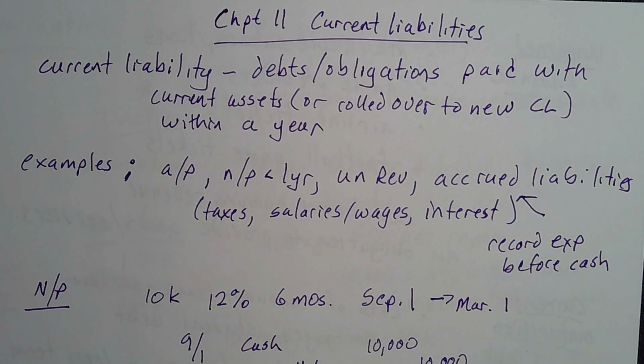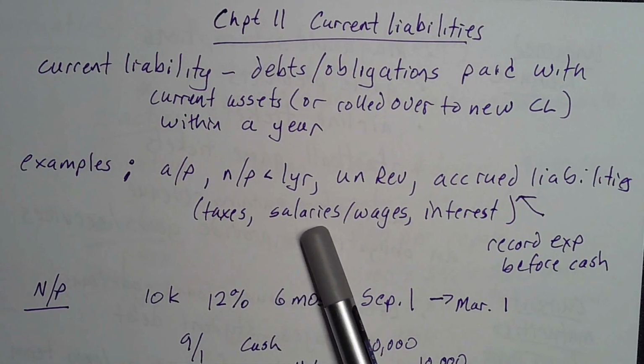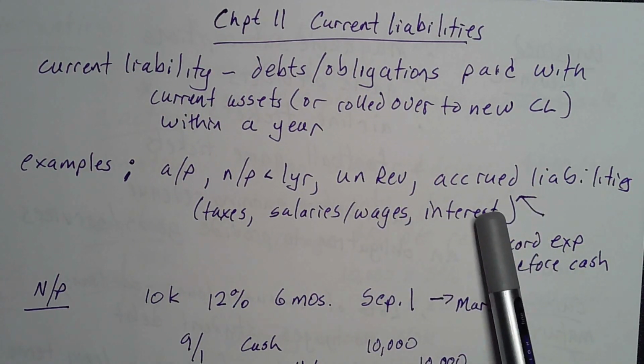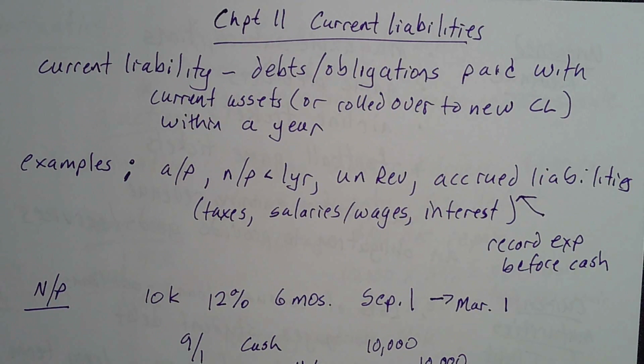Examples, of course, are accounts payable, notes payable that are due in less than a year, and unearned revenue. Unearned revenue is an obligation. We'll talk about that a little bit more. Accrued liabilities: remember, an accrued liability means we've recorded the expense before the cash happens, meaning we accrue taxes and pay them later. We accrue salaries and wages, so we will have a wage expense, but we may not pay it until later. Same with interest expense. So that's what it means by accrued liabilities. And those would be current liabilities.